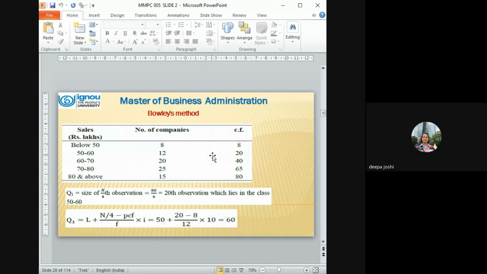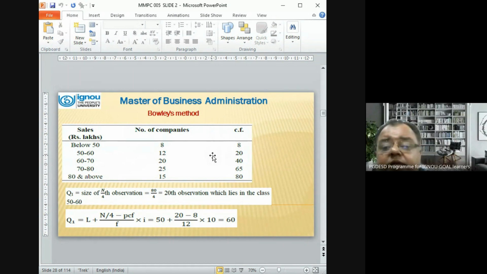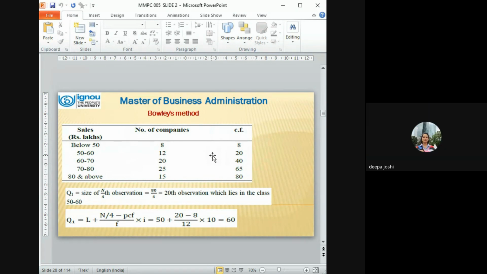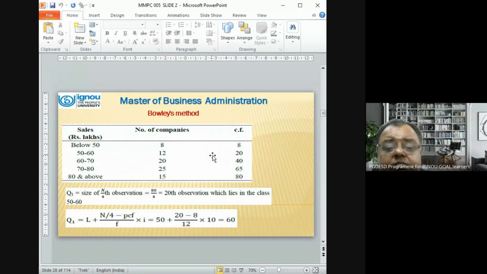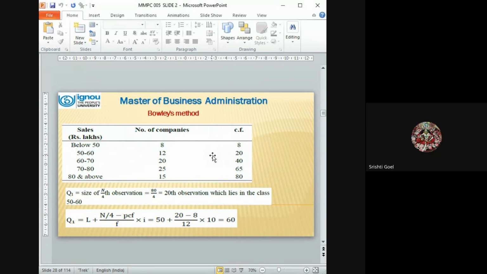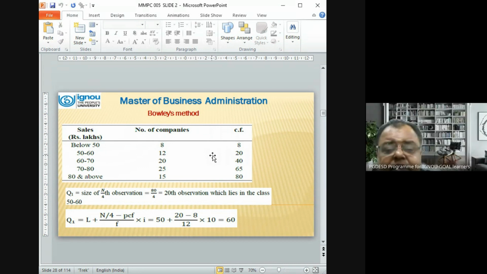Below 50. It is in 50 to 60. 20 is in 50 to 60. Below 50, sir. Huh? 50 to 60. That is what I'm saying.